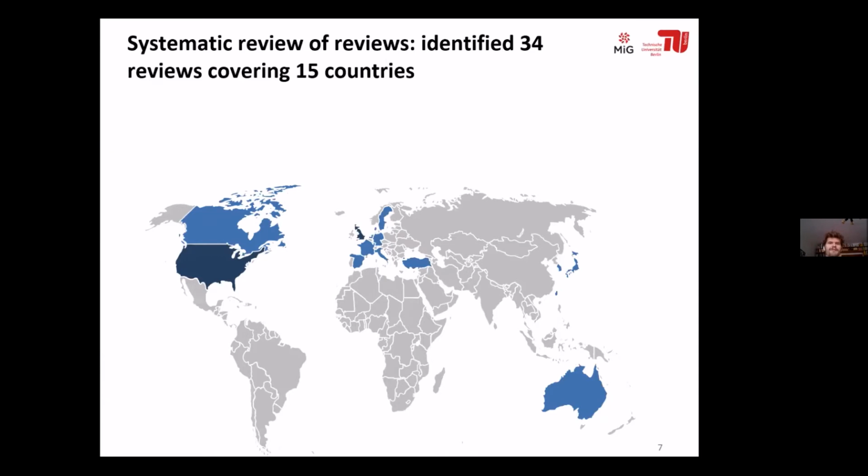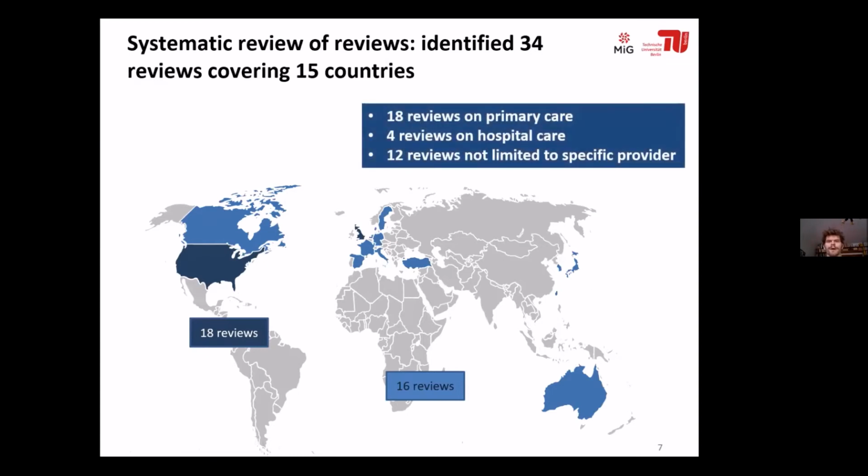To look at the effectiveness of pay for quality, we conducted a systematic review of reviews, and we identified 34 reviews covering 15 countries. Most reviews, in fact 18 reviews, included studies only from the United States or England, and there were only 16 reviews that included also studies from other countries. In fact, even those were often focused on English-speaking countries like Canada, Australia, or New Zealand. And we found many more reviews on primary care, 18 reviews, and only 4 reviews specifically on hospital care, and 12 reviews that were not limited to specific providers.